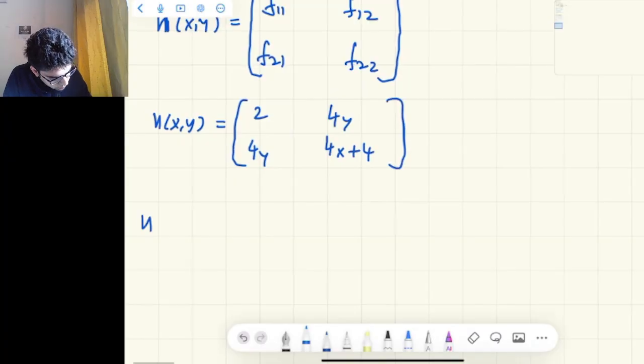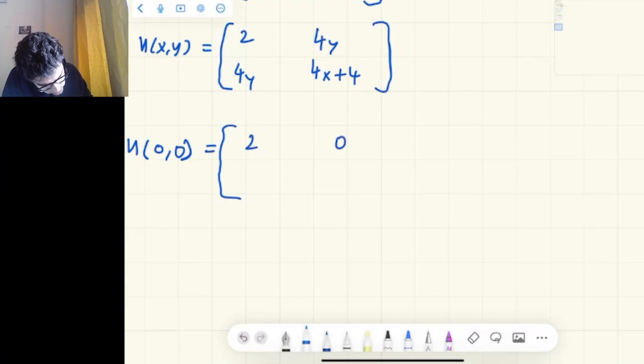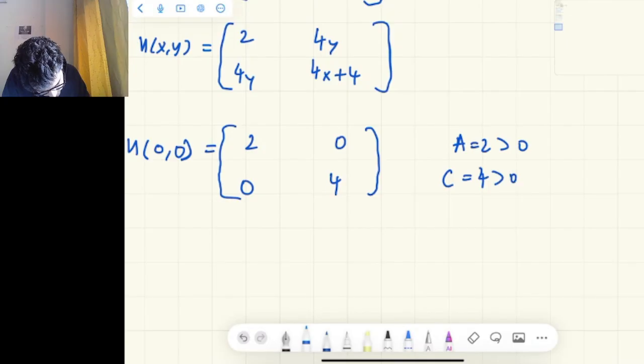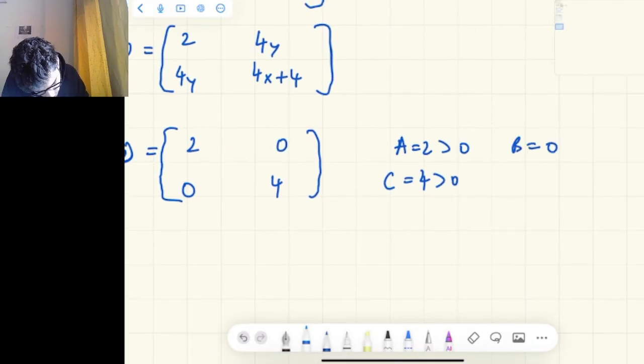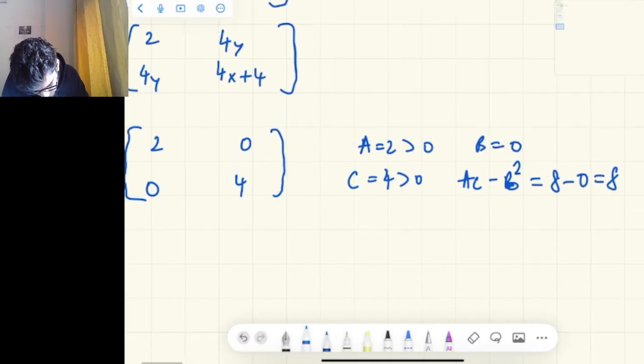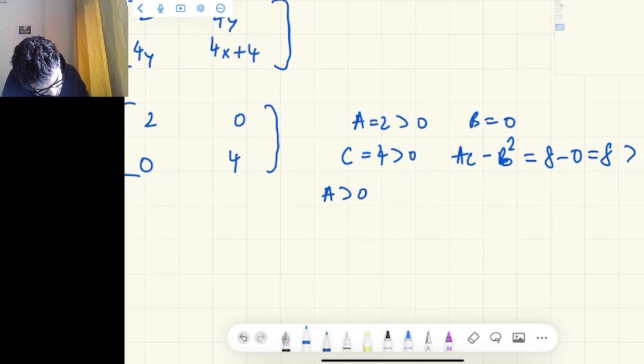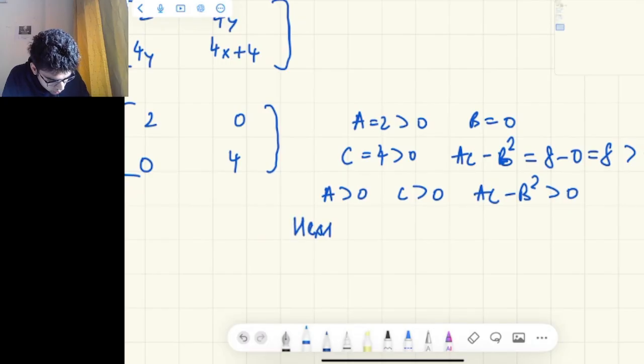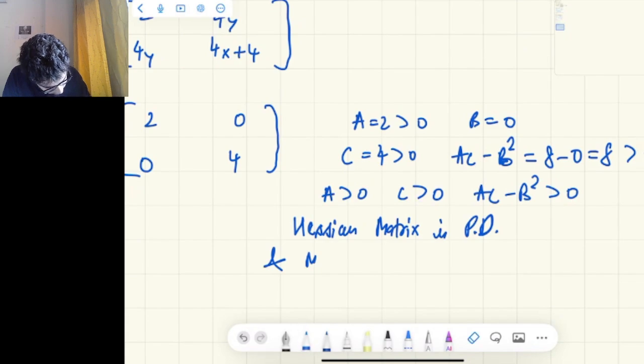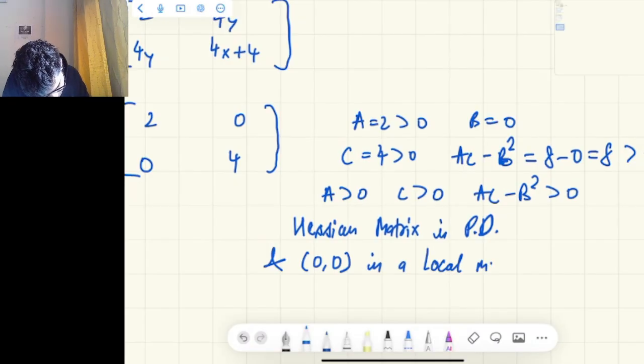Now I'll be using the different points. The first stationary point was (0, 0), so I'll just substitute 0, 0 in place of x and y, right? So this will give me 2, 0, 0 and 4. So A, which is equal to 2, is greater than 0, C, which is equal to 4, is greater than 0, and B is equal to 0. So my AC minus B squared, which is 8 minus 0, is equal to 8, which is positive. So my A is positive, my C is positive, and my AC minus B squared is positive. This shows us that the Hessian matrix is positive definite, and my stationary point (0, 0) is a local minima.